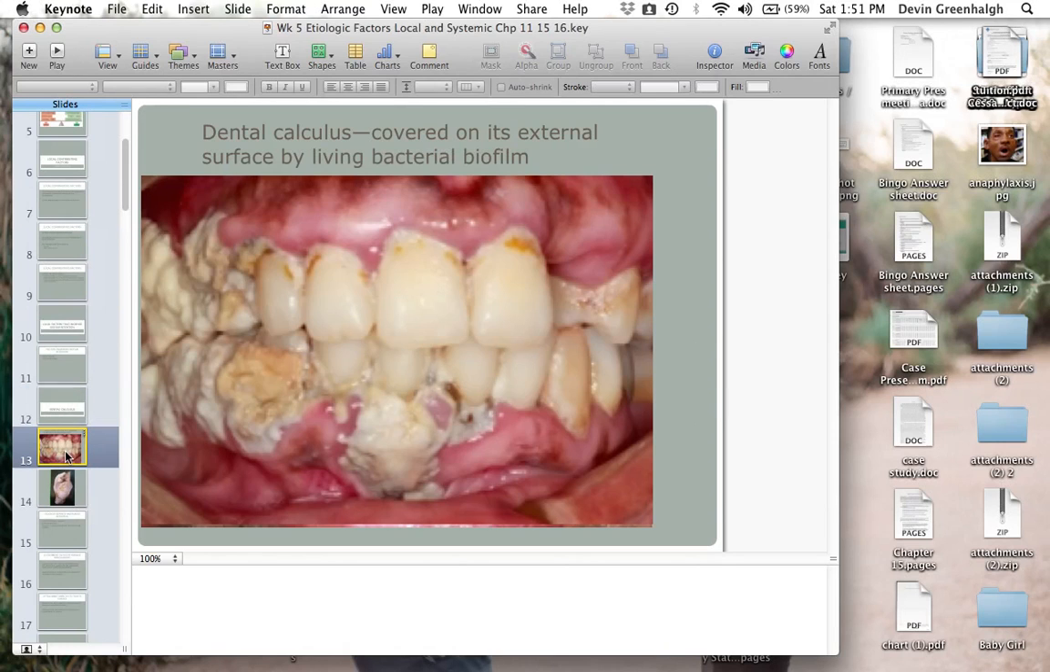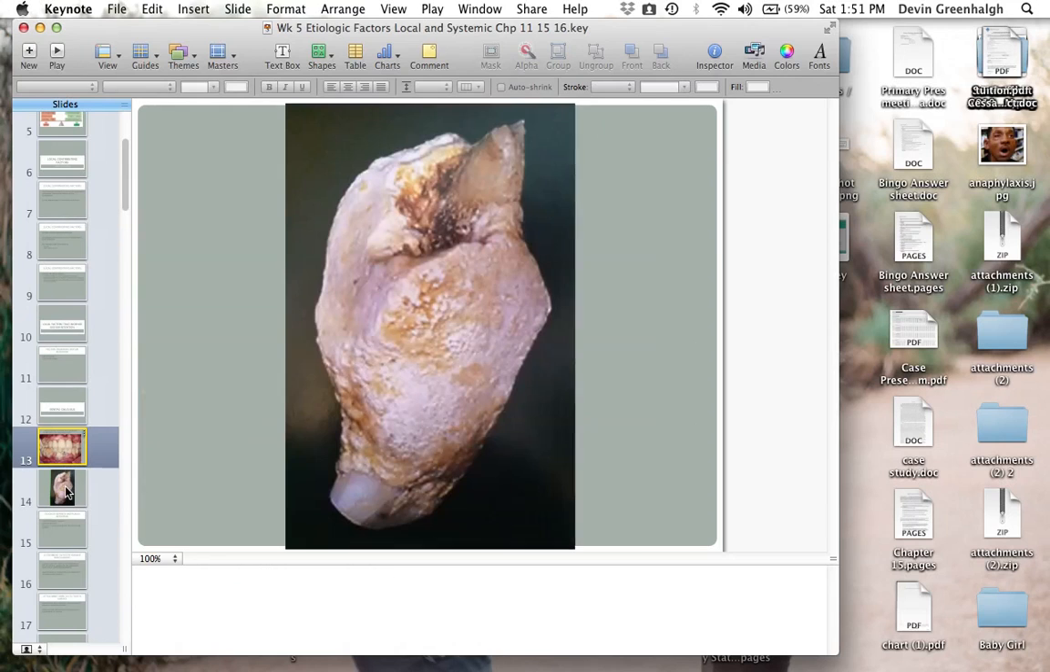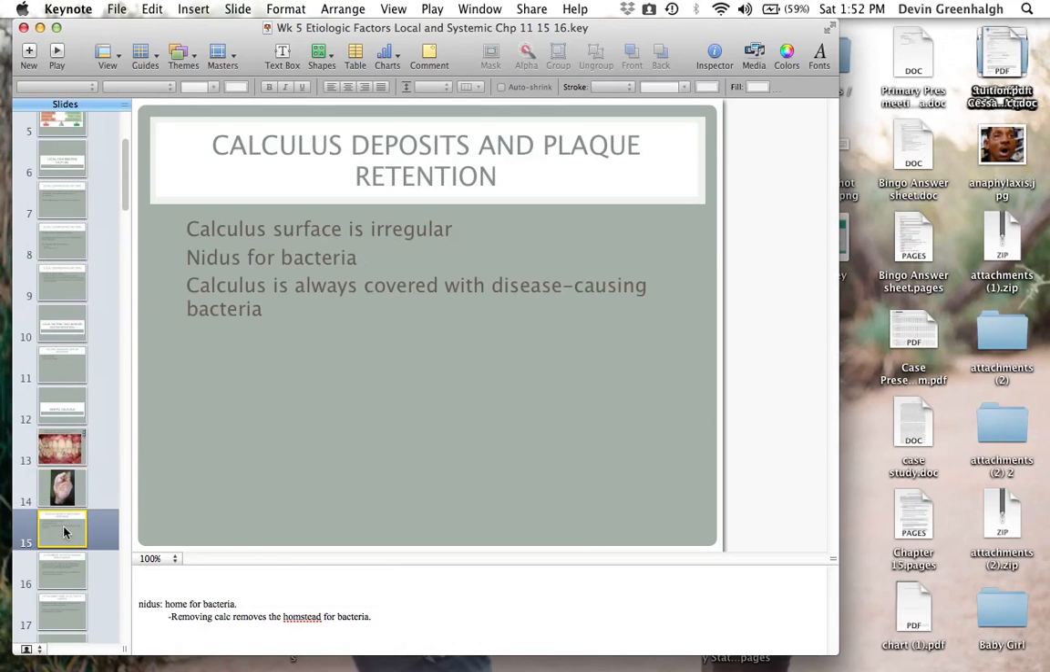Calculus. Calculus in this picture is covered on the external surface by living biofilm. So biofilm can cover up calculus. Calculus deposits and plaque retention. So the surface of calculus is irregular. It's rough, which means it is a nidus or a home for bacteria. Calculus is always covered with disease-causing bacteria.